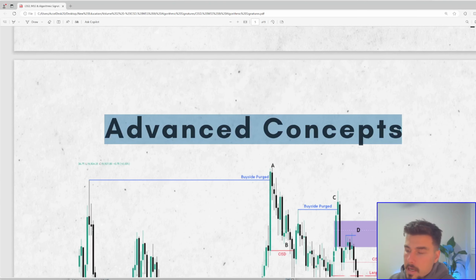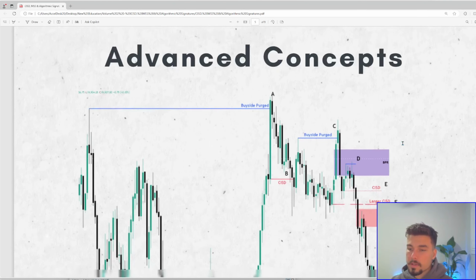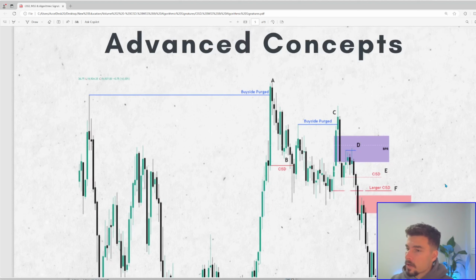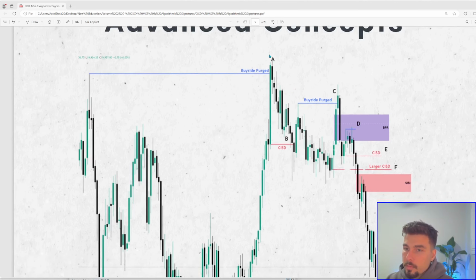Now, I've labeled this advanced concepts for a reason, because we're going to put together not only the CISD, we're going to be talking about sweeps of liquidity, optimal trade entry, BPRs, fair value gaps, and different changes in the state of delivery, because it's not just one, it's a continual process. This will allow you to see if you're onside or offside with the market when you're in a trade, just to see how price action is developing. So firstly, I've labeled a few things here, guys. I've labeled A, B, C, D, E, and F, and each of these is an important concept to talk through.